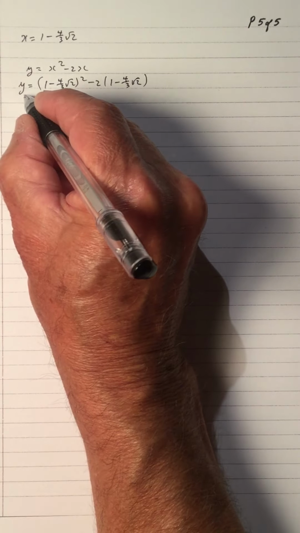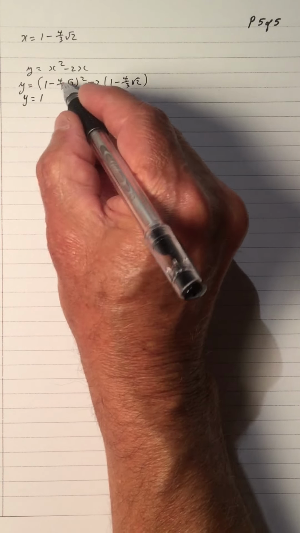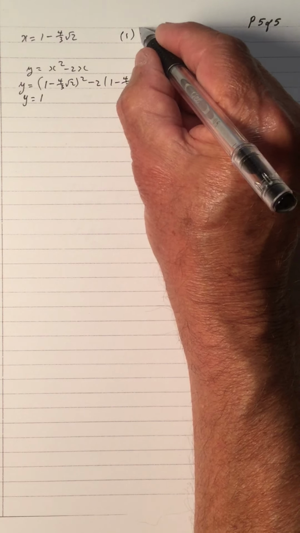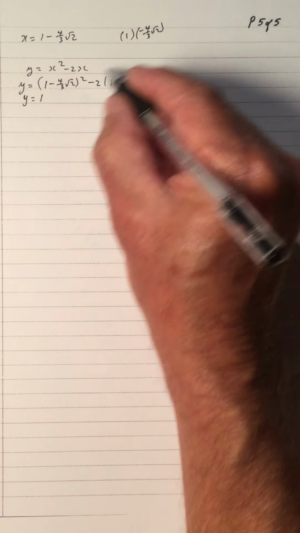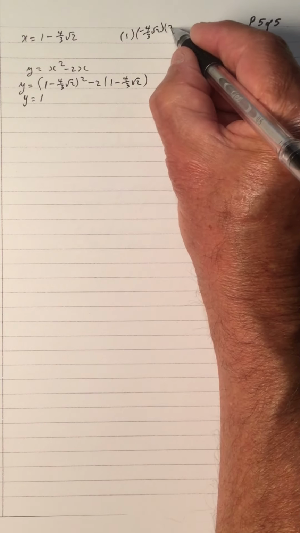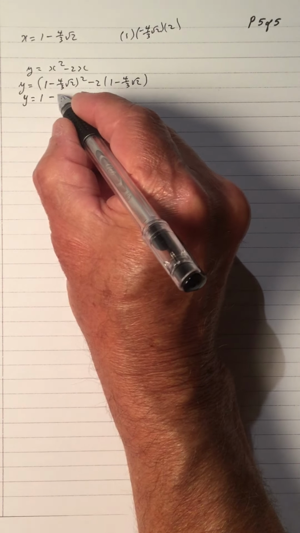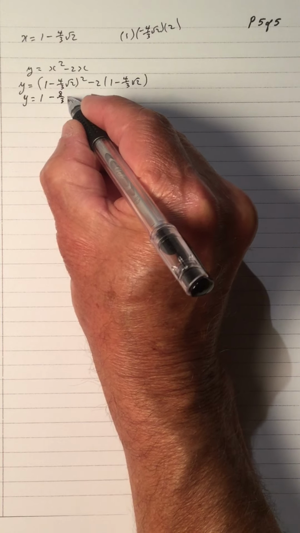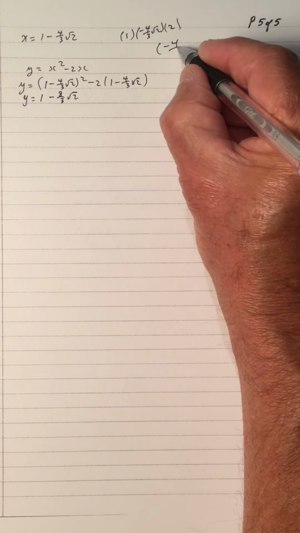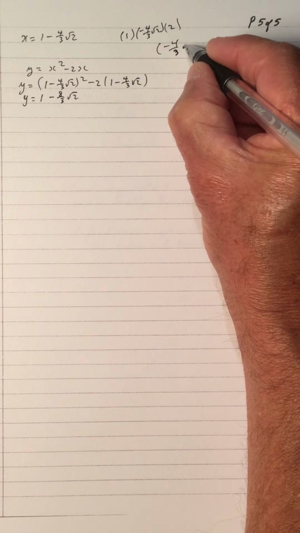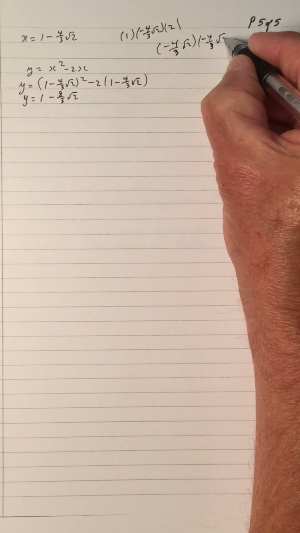And we square this out. So again, 1 times 1 is 1. And we got a 1 times negative 4 over 3 root 2. So we take the product of these two, and then we're going to multiply by 2. So that gives us a negative 8 over 3 root 2. And negative 4 over 3 root 2.